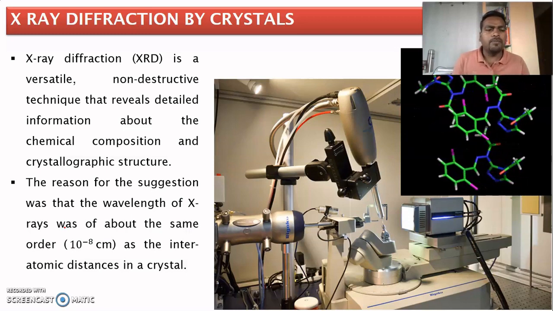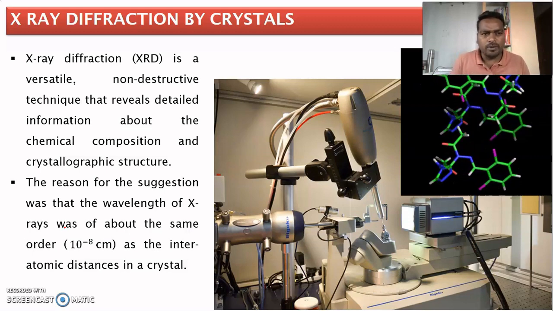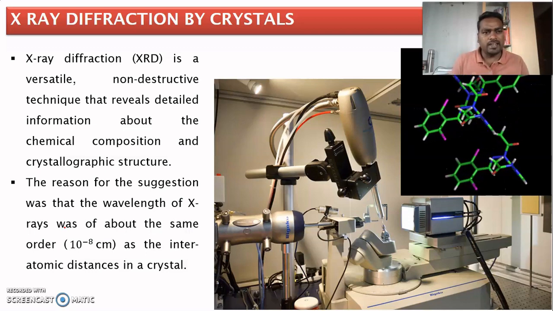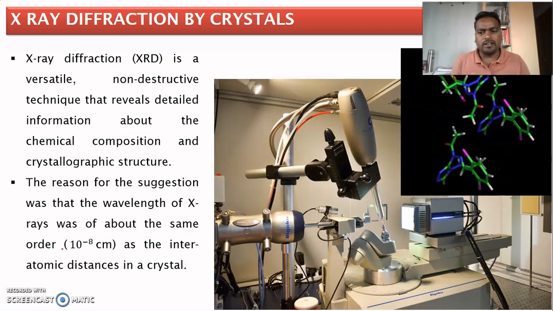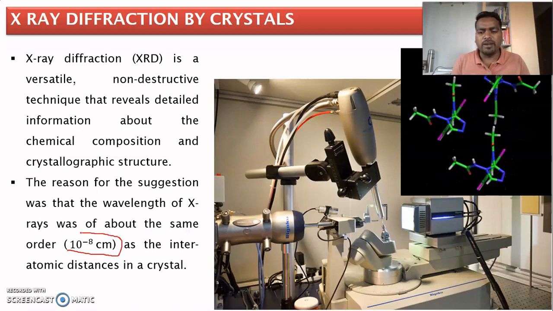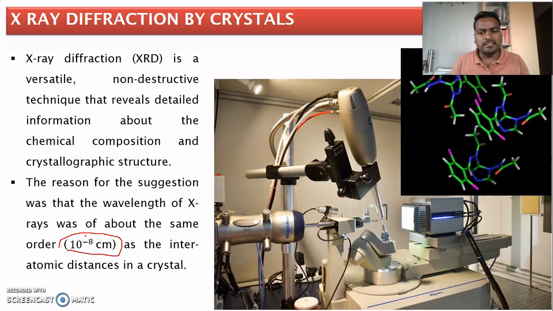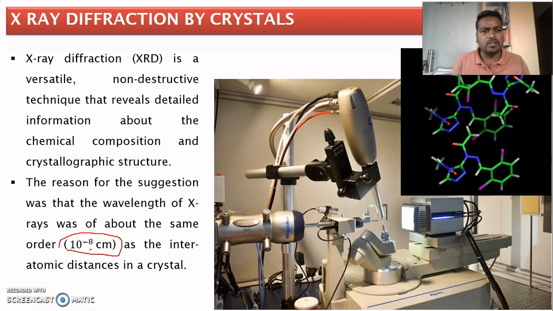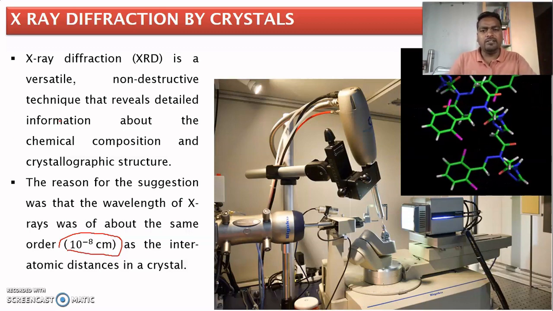And among many electromagnetic radiations, we prefer X-ray radiation because the wavelength of X-ray radiation is comparable with the dimension of an atom. For example, the X-ray radiation wavelength is around 10 to the power of minus 8 centimeter, or 1 angstrom. And this size is similar to the dimension of an atom, the distance between two atoms in a crystal. So that's why we prefer X-ray radiations.